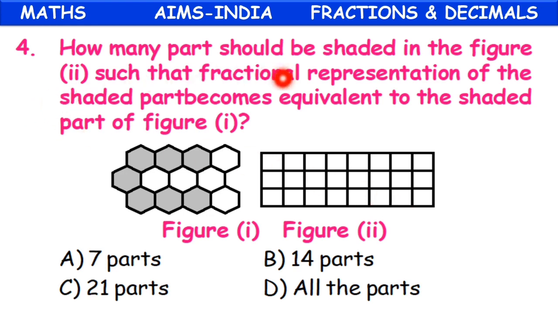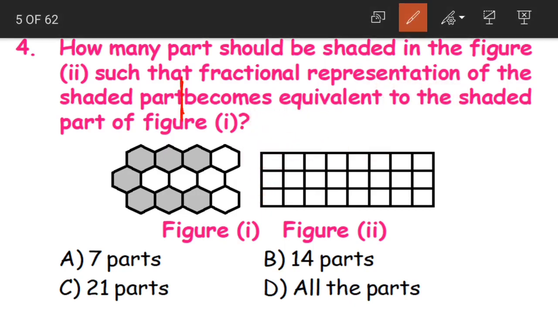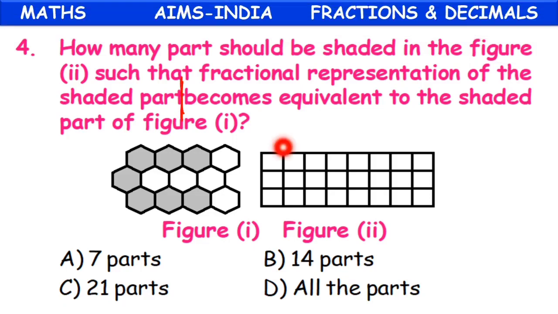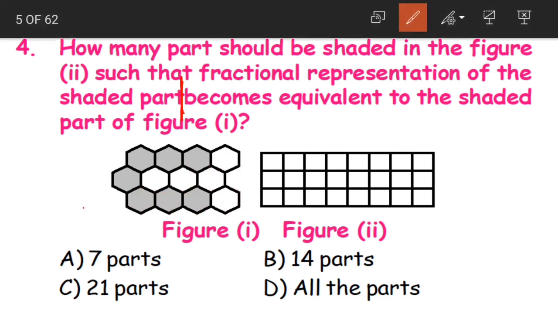Next question 4. How many parts should be shaded in figure 2 such that the fractional representation of the shaded part becomes equivalent to the shaded part of figure 1. Now first let us find out the fraction for figure 1 children. How many parts are shaded? 1, 2, 3, 4, 5, 6, 7 are shaded. Out of what are the total? 8, 9, 10, 11, 12. 7 are shaded out of the 12 parts.